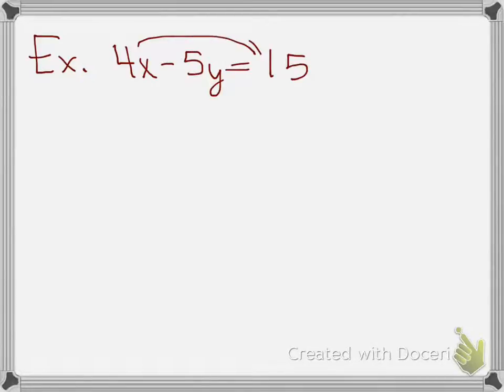4x minus 5y equals 15. I move the 4x over. Got negative 4x plus 15. Notice that the minus stayed in front of the 5.